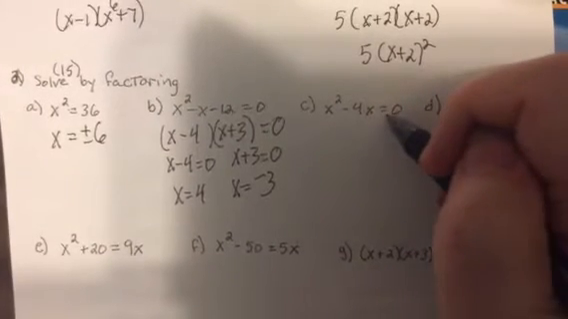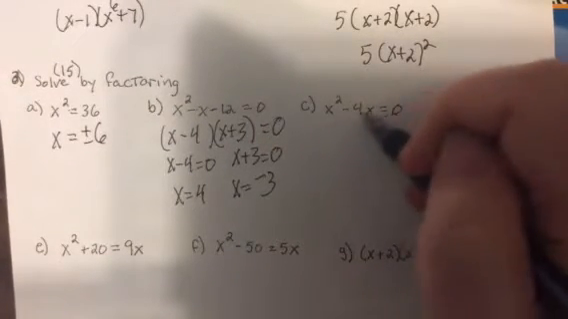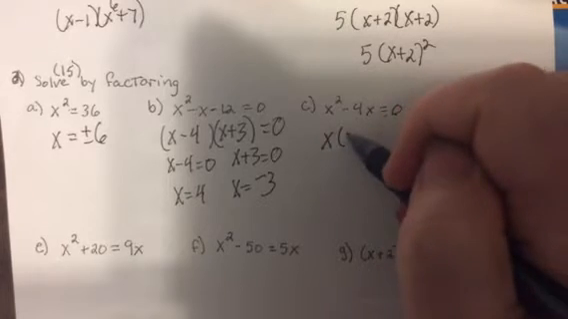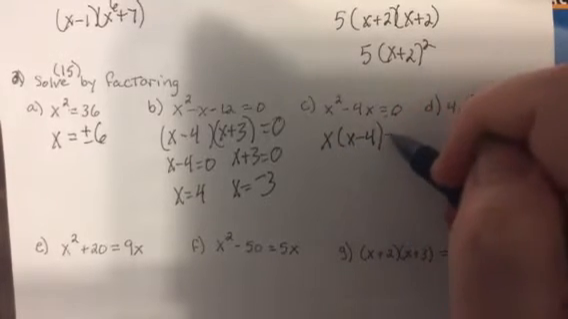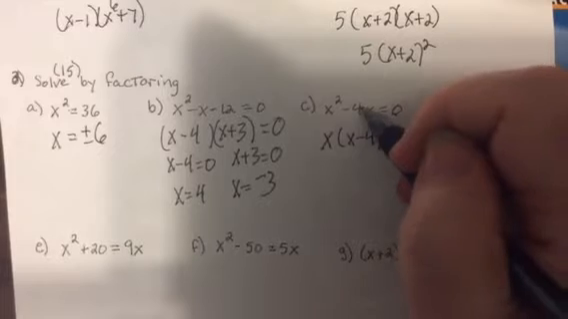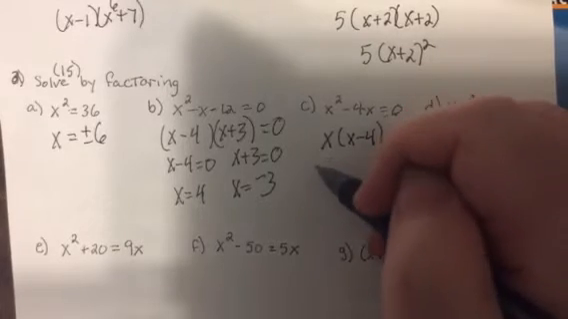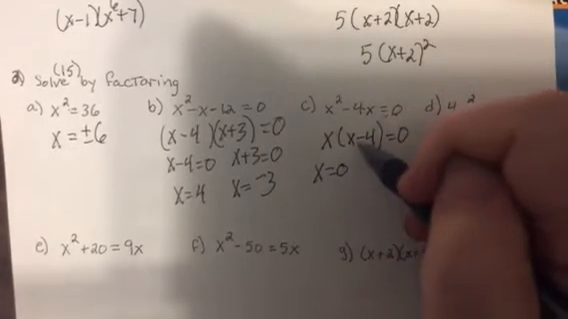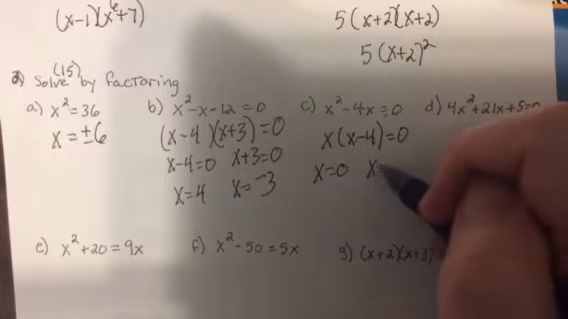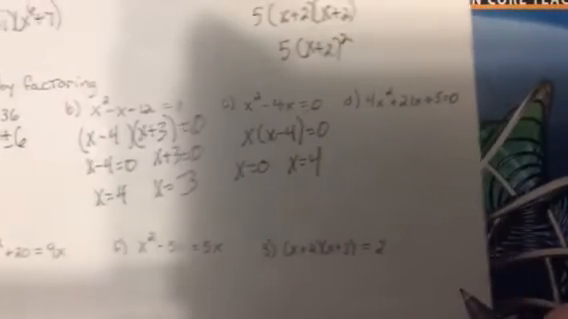This one, it's equal to 0. So we need a product, so factor out the GCF. So a lot of people did difference of squares, but 4x is not a square. So x equals 0 or x minus 4 equals 0, so x equals 4.